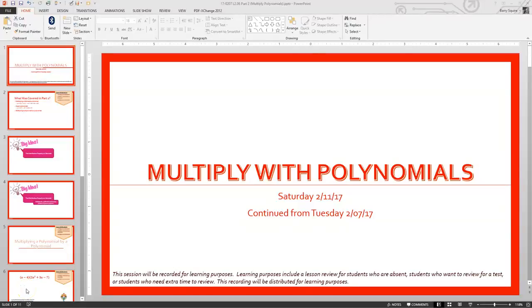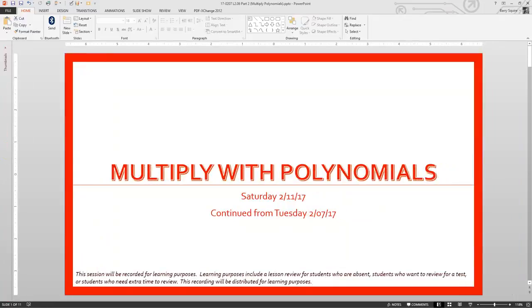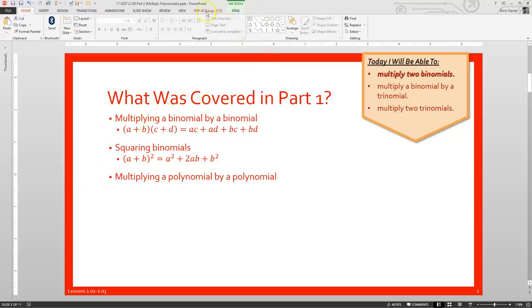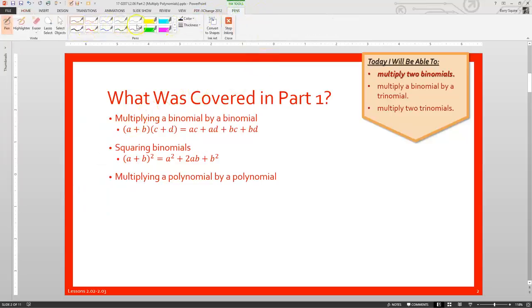Hey everyone, I'm just finishing up here our lesson on multiplying with polynomials, which we got a pretty good start on. So our objectives in this lesson were really to do a lot of multiplying, multiplying different things by different things: two binomials, a binomial and a trinomial, two trinomials. They all really work the same way.